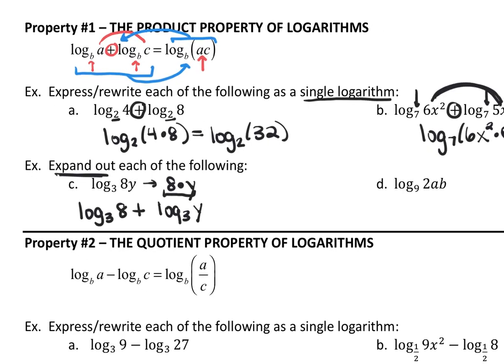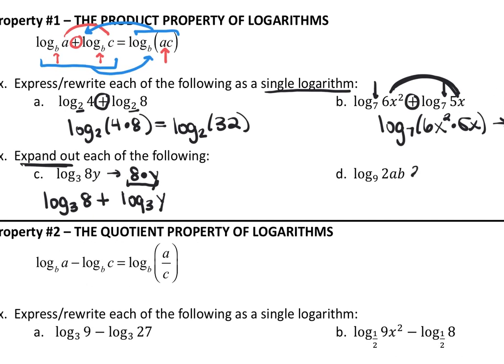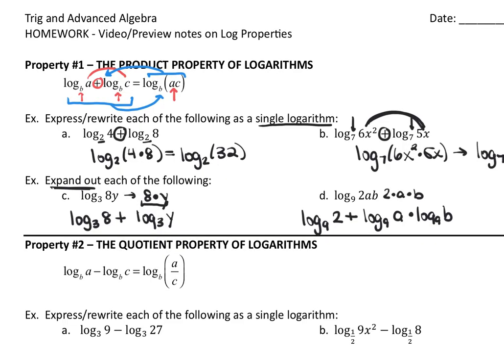And similarly in D, this time we have 3 things multiplied together. So that means we're going to have 3 logarithms. So it'll be log base 9 of the 2, and then it's a product. So we're going to say plus log base 9 of A, another multiplication, log base 9 of B. Okay, so that is property number 1, what is called the product property.